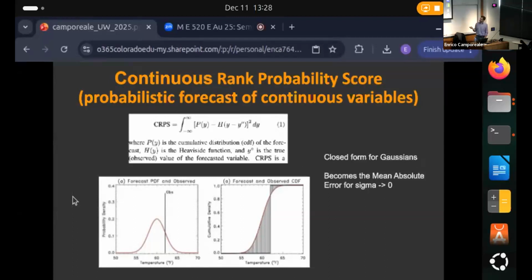So it's very intuitive in the sense that obviously when this area goes to 0, it means that your forecast is exact. It means that the sigma, the standard deviation of your forecast, got to 0, and the mean got exactly on the observation. So a nice property is that this CRPS actually becomes the mean absolute error where sigma tends to 0. So it's a negatively oriented score. The smaller, the better.